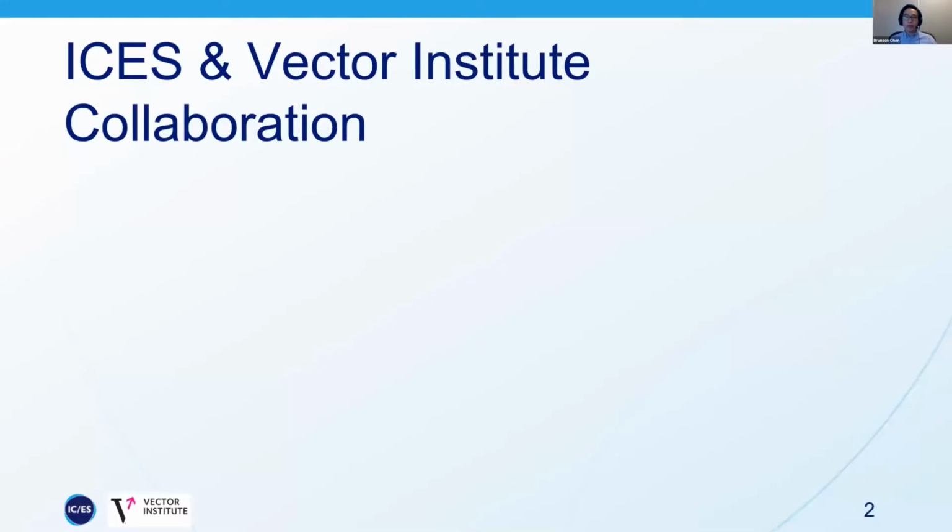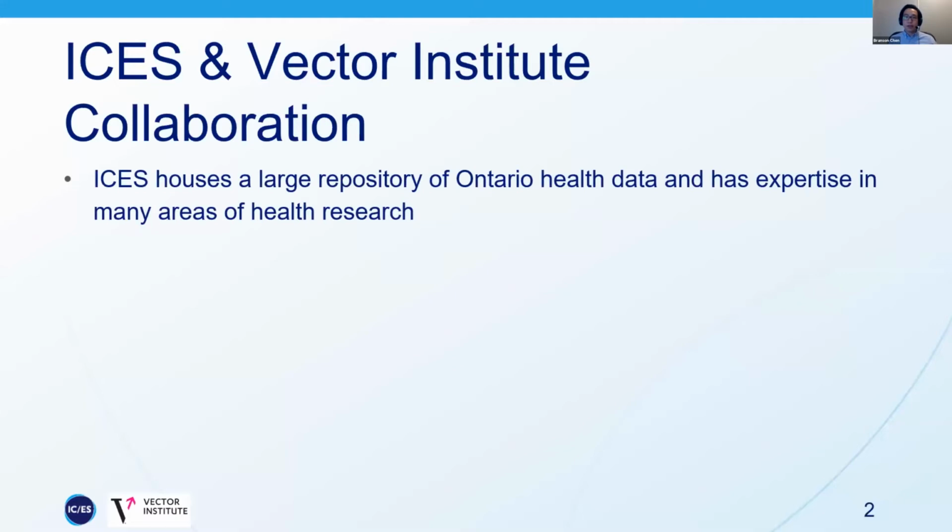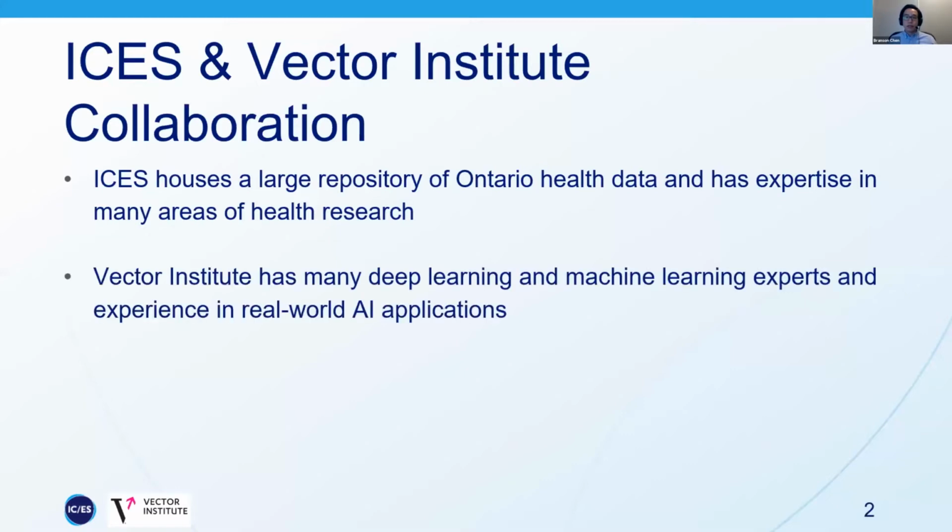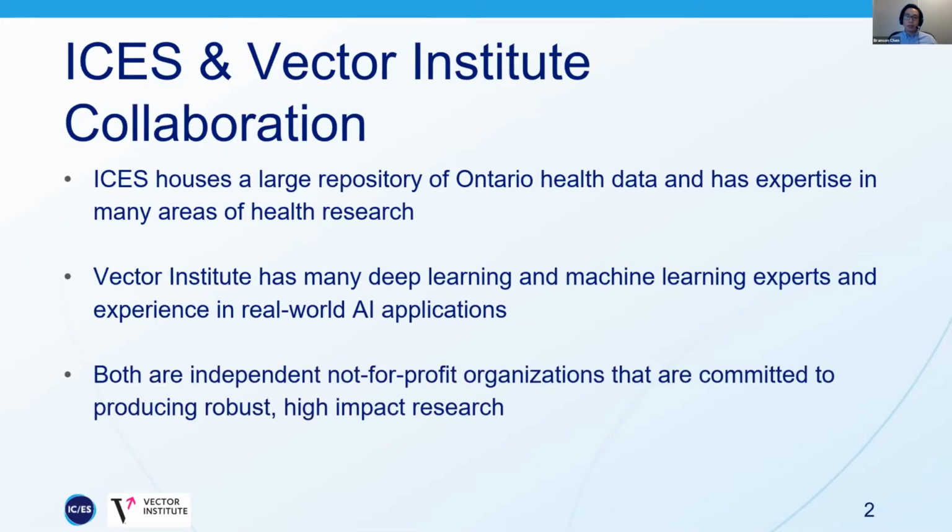This project was formed as a collaborative effort between ICES and Vector Institute. ICES is a health research organization that stores health services records for approximately 15 million people in Ontario, which is Canada's most populous province. We also have over 200 scientists that have expertise in many areas of health research. Vector Institute is an artificial intelligence research organization that has many deep learning and machine learning experts. They work with many partners to advance AI research and drive its application across Canada. Both are independent, not-for-profit organizations that are committed to producing robust, high-impact research that improves the lives of Canadians. As such, it was very natural for our organizations to work together and to use AI to advance health research.